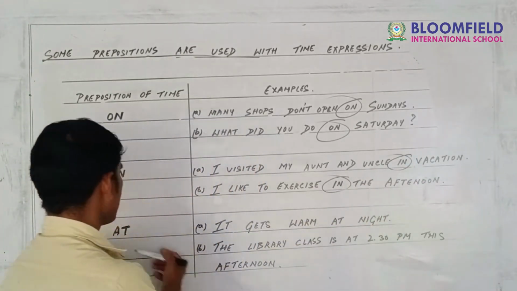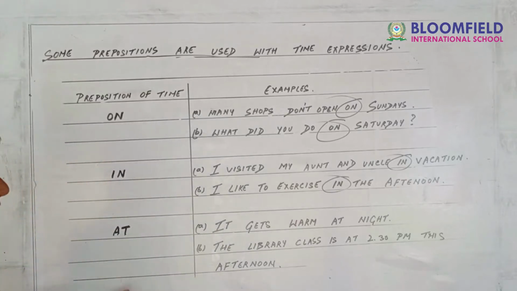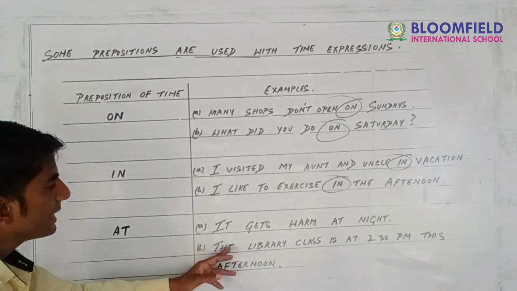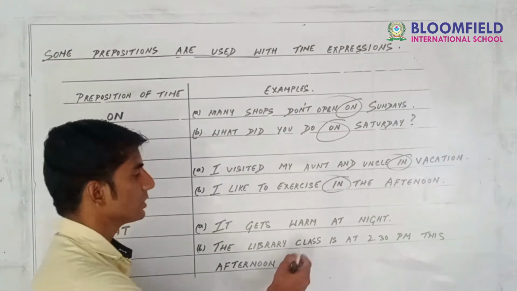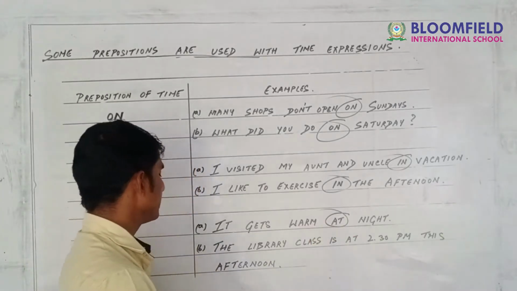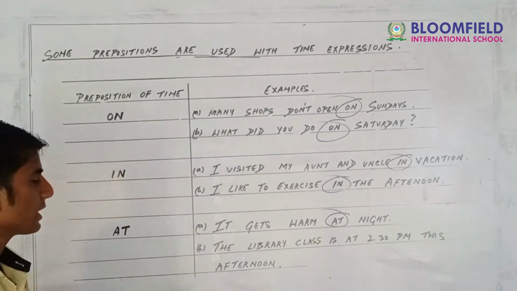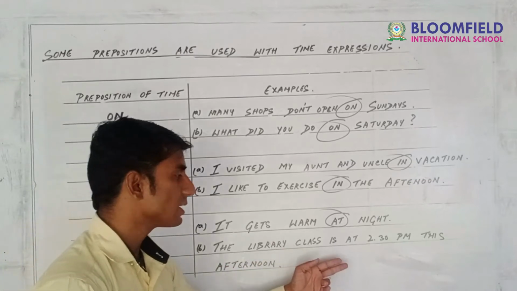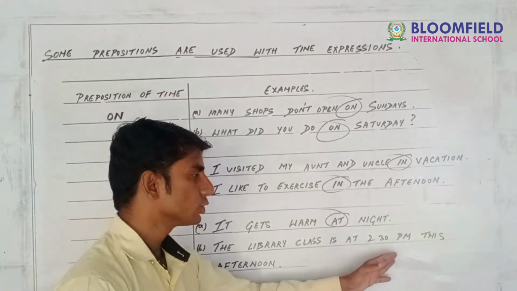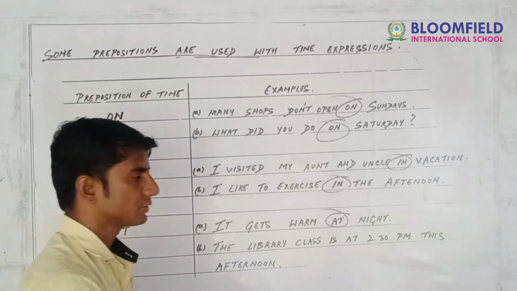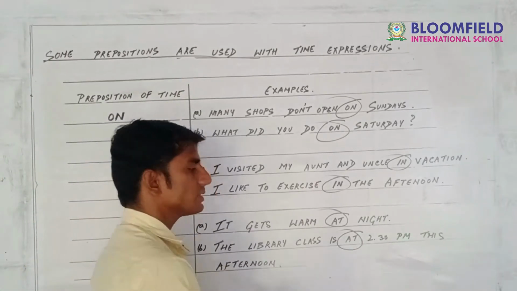Next example of preposition of time is at. It gets warm at night. Next example of at: the library class is at 2:30 p.m. this afternoon.